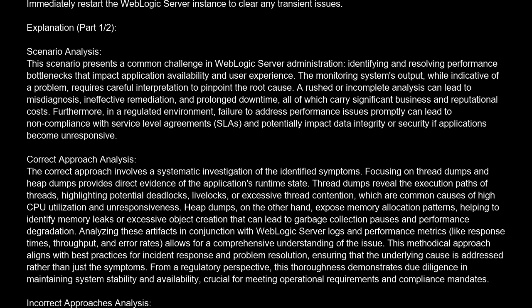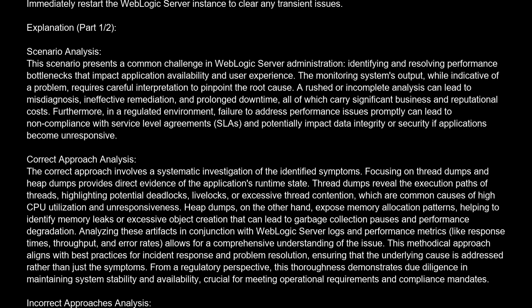The monitoring system's output, while indicative of a problem, requires careful interpretation to pinpoint the root cause. A rushed or incomplete analysis can lead to misdiagnosis, ineffective remediation, and prolonged downtime, all of which carry significant business and reputational costs. Furthermore, in a regulated environment, failure to address performance issues promptly can lead to non-compliance with service-level agreements, SLAs, and potentially impact data integrity or security if applications become unresponsive.